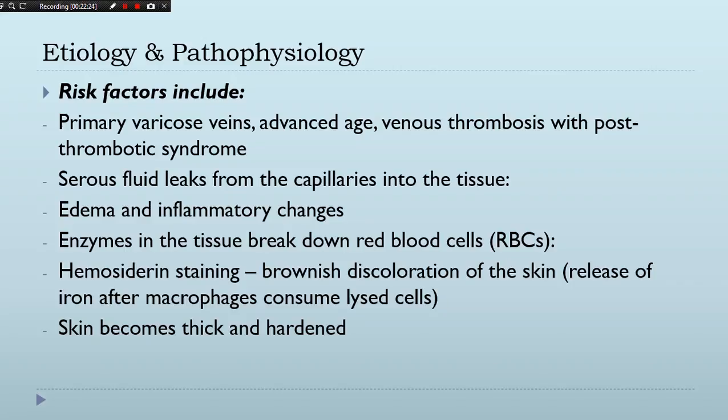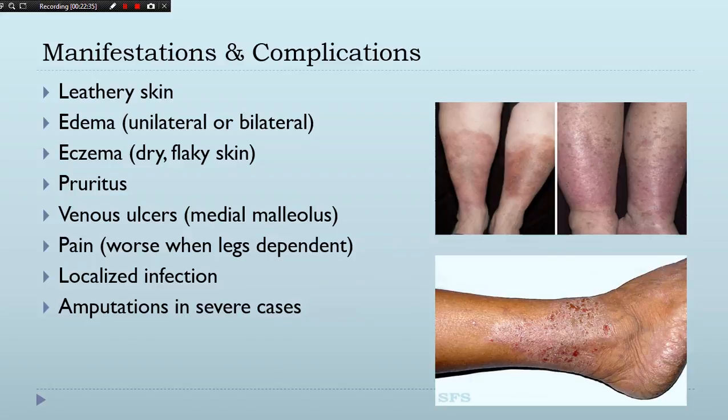Their skin, you're going to see, is going to become fibrotic, very thick and hardened from all of the edema and the inflammatory changes that happen in their lower extremities. Their skin is going to become leathery. They could have unilateral or bilateral edema. Most of the time you're going to see it in both legs. As a result of all of the edema and the stretching of the skin, they're going to have pruritus. They're at risk for eczema, so their skin's going to be dry, flaky, and peeling.